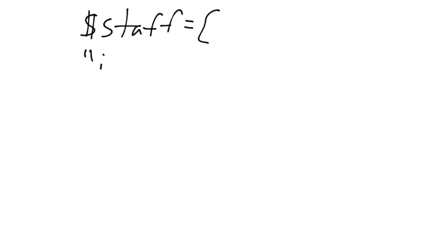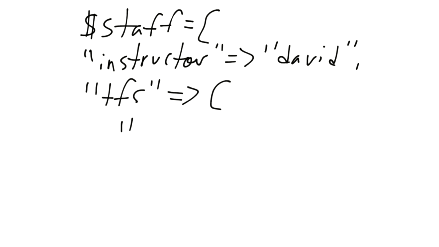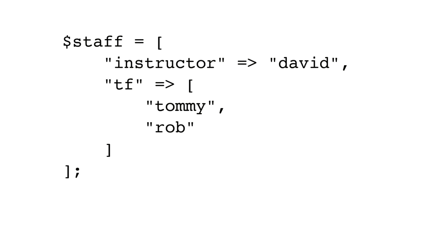The values of an associative array, much like any other array, can be of any type. For example, we could say $staff equals ['instructor' => 'David', 'TFs' => ['Tommy', 'Rob']]. So now the value of TFs is an array. That means that the values inside one associative array can be of different types.